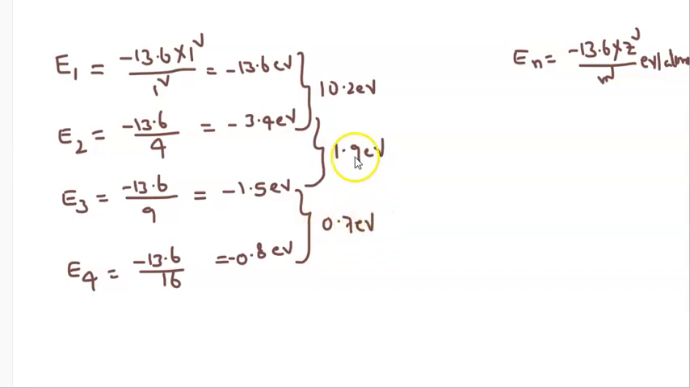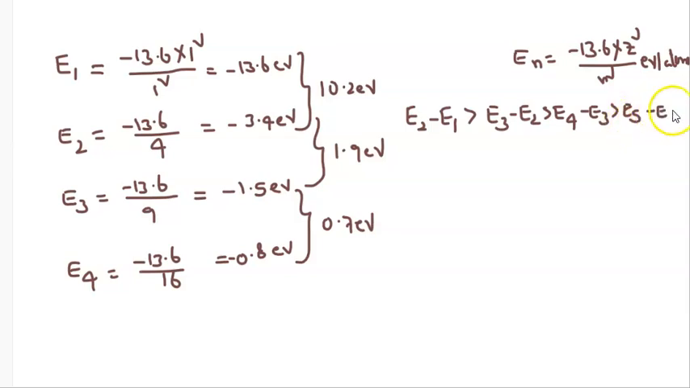0.7 electron volts. That means if I am moving away from the nucleus, the energy difference between two consecutive orbits is going to decrease. That means E2 minus E1 is larger when compared to E3 minus E2, which is larger when compared to E4 minus E3, which is larger when compared to E5 minus E4.